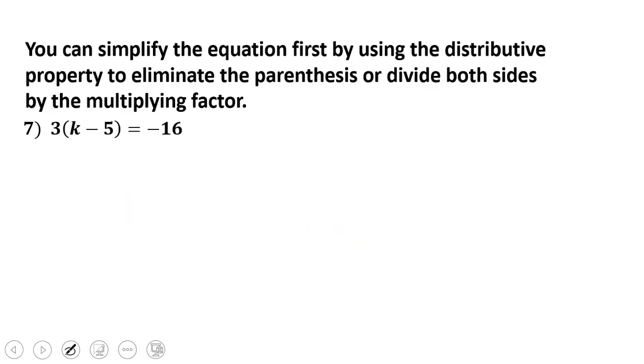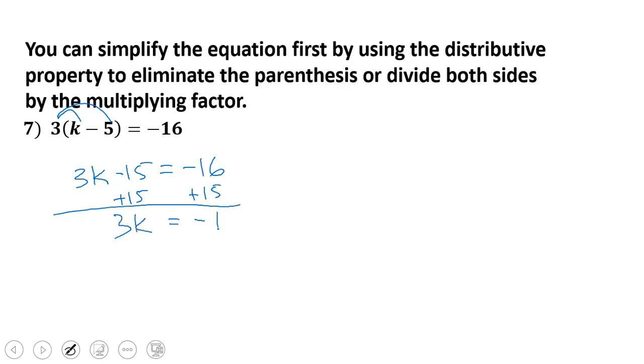Moving on, we can also simplify the equation by distributing and eliminating the parentheses. So in this particular case, 3 times the quantity of k minus 5 equals negative 16. I would distribute that 3 across the k and the 5, and I would get 3k minus 15 equals negative 16. Adding 15 to both sides begins to isolate, leaving me with 3k is equal to a negative 1. And the inverse operation of multiplying by 3 is dividing by 3. So k is equal to negative 1/3.